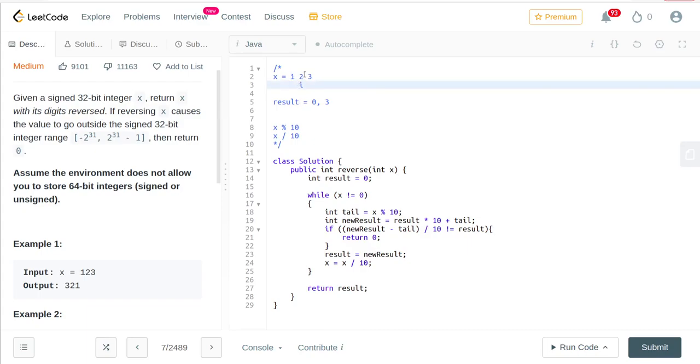Again, we are going to take the modulus to get 2, but this time we're going to be doing 30 plus 2, which is going to make it 32. Again, we're going to be dividing it by 10. Taking the modulus again is going to give us 1, multiplying the result by 10 and adding whatever was the least significant digit remaining. That's going to be equal to 321, and that's how we're going to be able to reverse it.